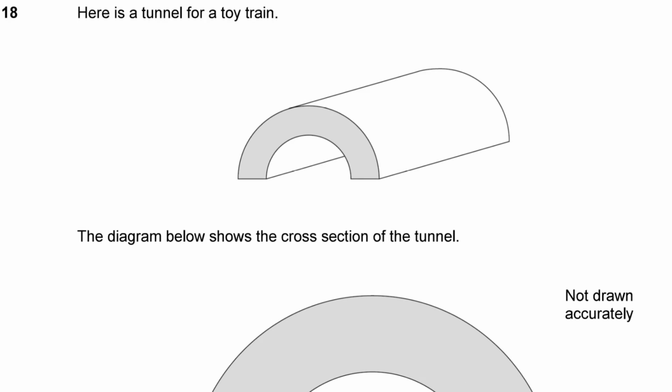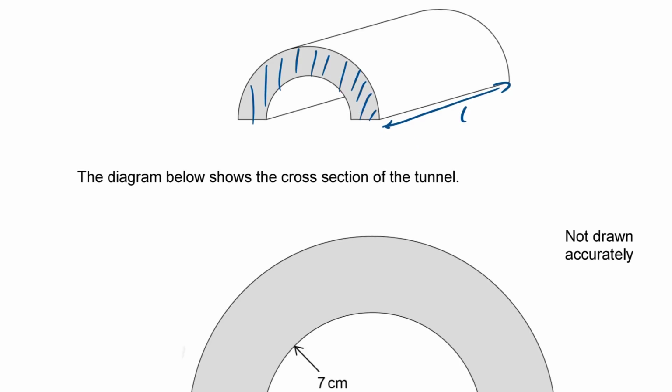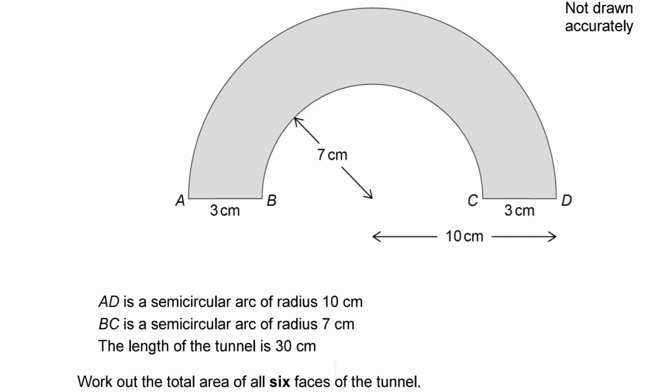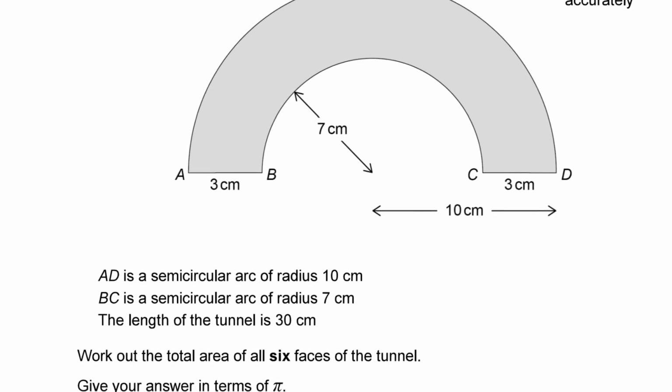Question 18. Here is a tunnel for a toy train. So it's a kind of prism, isn't it? You've got a uniform cross section running all the way through for a certain length. Whatever the length here, and then this is the cross section, so it's a prism. Now the diagram below shows the cross section of the tunnel. AD is a semicircular arc of radius 10, and BC is a semicircular arc of radius 7, and the length of the tunnel is 30. Work out the total area of all 6 faces of the tunnel. Give your answer in terms of pi.